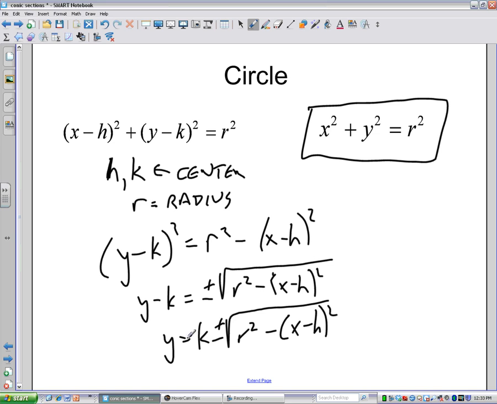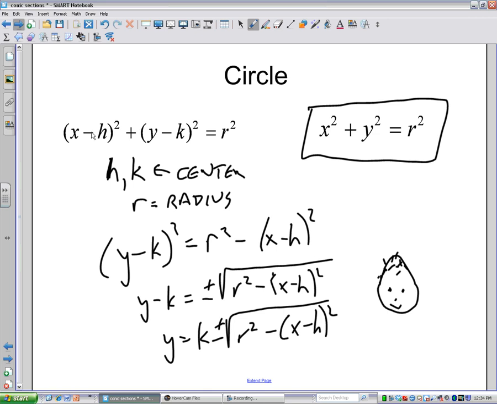So when you put this into your calculator, if you just put in the k plus part, then you're just going to get that part of the circle. It's not really a great circle, but you get the idea. So what you're going to have to do is put two equations in. You're going to have to do the plus and the minus, and then you'll get the other half of the circle. All right, so anyway, that's a circle.